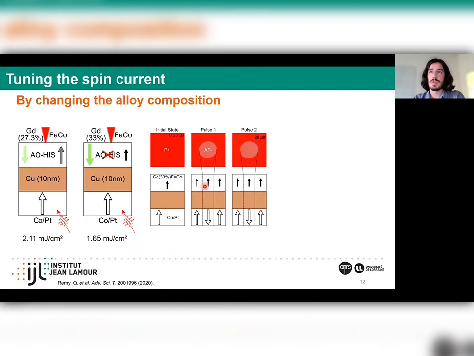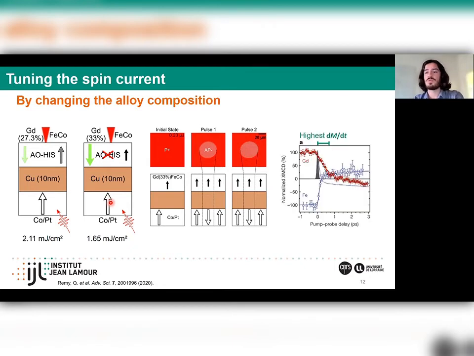gadolinium iron cobalt. But this only works for one pulse, because after the first pulse, when the cobalt platinum is switched, both magnetization of the gadolinium and the ferromagnet are parallel. And the reason why no reversal of the gadolinium iron cobalt is required is because dm/dt is the highest during the demagnetization and not the reversal, and it's dm/dt which gives the spin current.